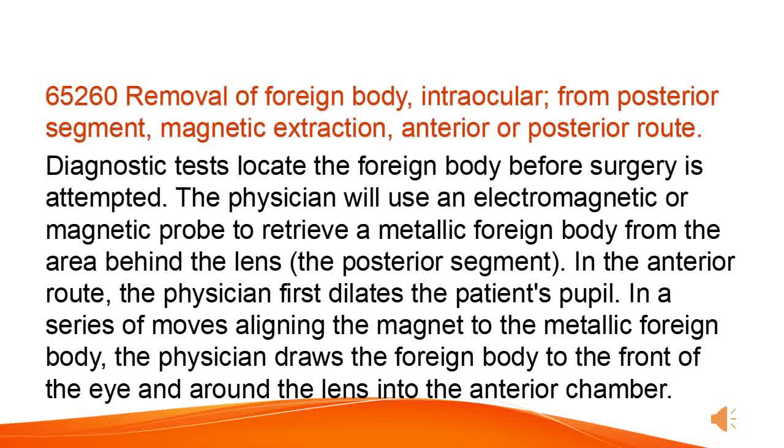Removal of foreign body, intraocular, from posterior segment, magnetic extraction, anterior or posterior route. Diagnostic tests locate the foreign body before surgery is attempted. The physician will use an electromagnetic or magnetic probe to retrieve a metallic foreign body from the area behind the lens, the posterior segment. In the anterior route, the physician first dilates the patient's pupil. In a series of moves aligning the magnet to the metallic foreign body, the physician draws the foreign body to the front of the eye and around the lens into the anterior chamber.